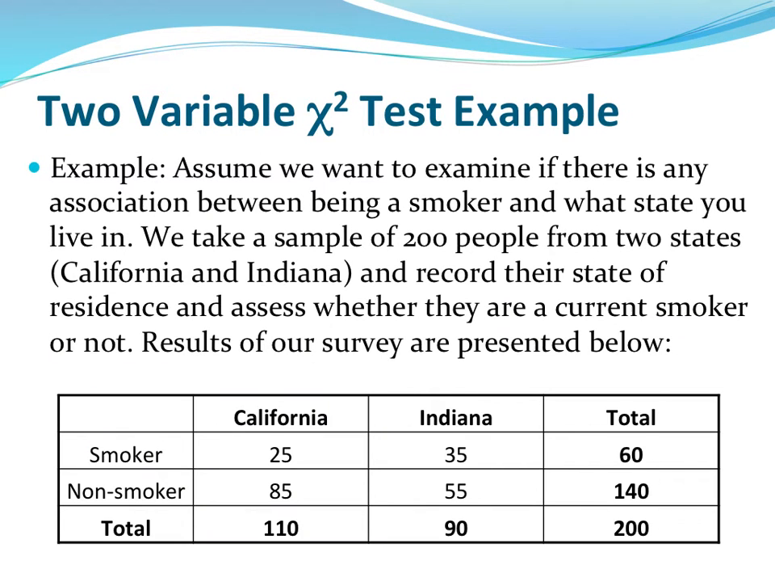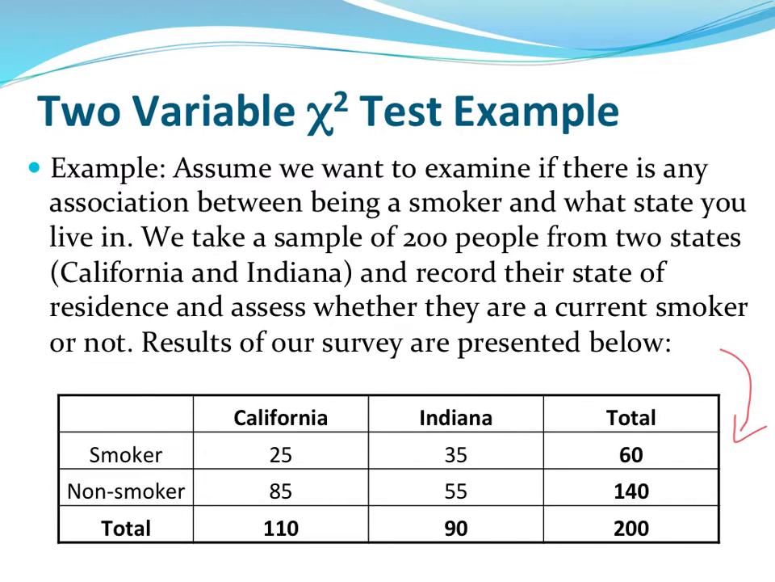As we're going through the procedures for a two-variable chi-square test, let's do so using example data. Let's say we want to examine if there's any association between being a smoker and what state you live in. We take a sample of 200 people from two states, California and Indiana, and record their state of residence and assess whether they are a current smoker or not. Results of our survey are presented in the two-way table or contingency table below, also known as a crosstab or cross-tabulation.